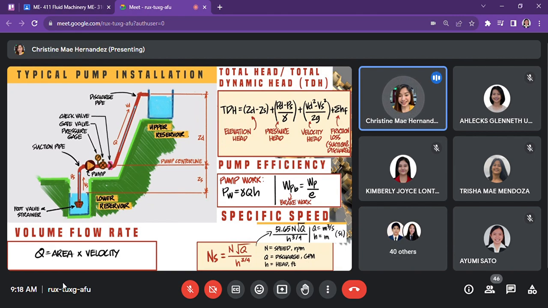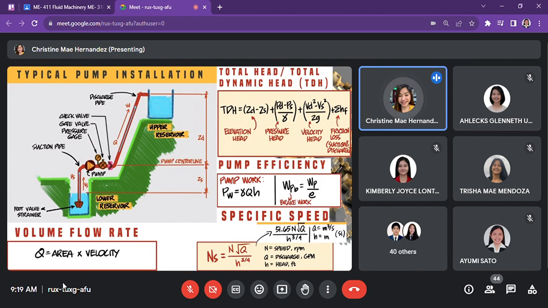So yun namang pressure head or yung ating pressure energy: a mass of fluid acquires pressure energy when it is in contact with another mass having some form of energy. So pressure energy therefore is an energy transmitted to the fluid by another mass that possesses some energy.